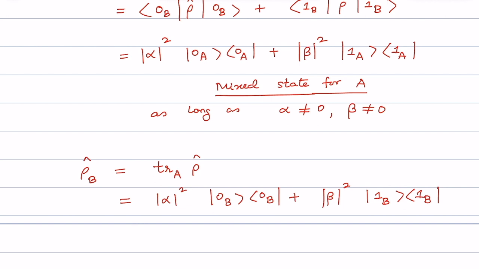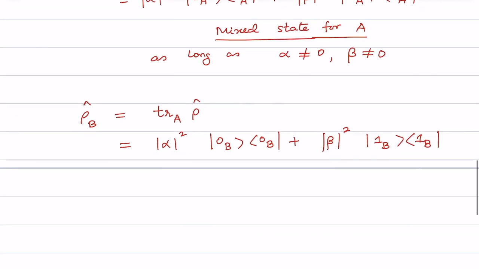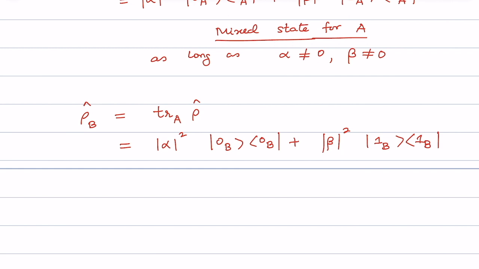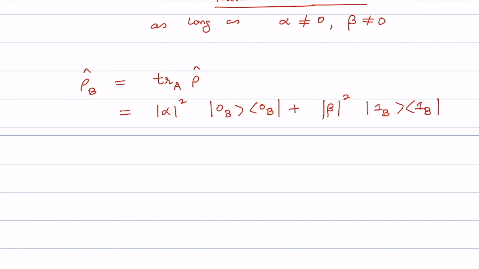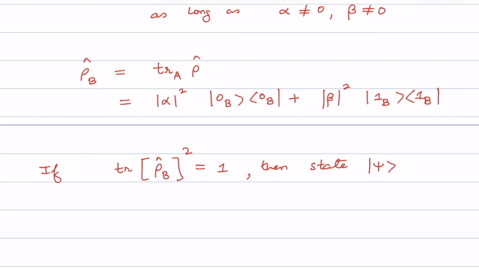Clearly, when one of the systems is considered without regard to the other, it is generally a mixed state. And what does it mean? It means that you don't have the full information about the system. In fact, this gives us a hint about how to characterize entanglement according to the degree of purity of either of the subsystems. So, for example, if trace of rho B square is equal to 1, then the state ket psi is not an entangled state, because it is going to be a completely pure state, right?